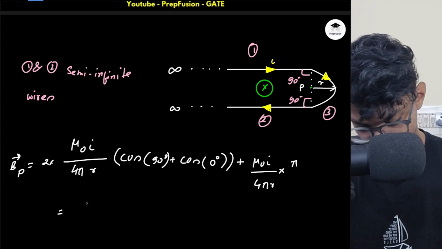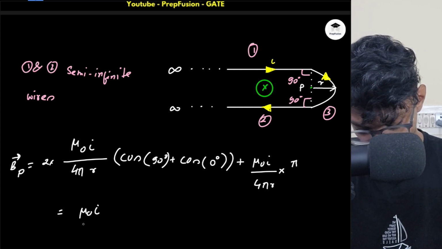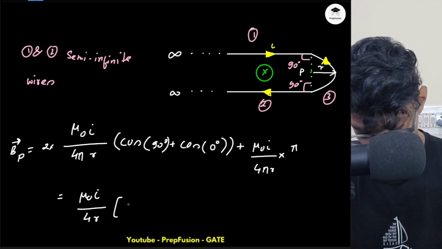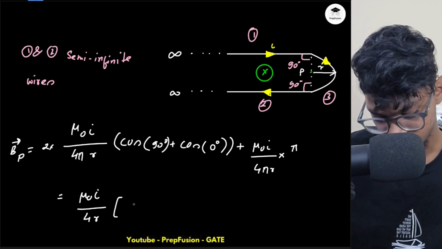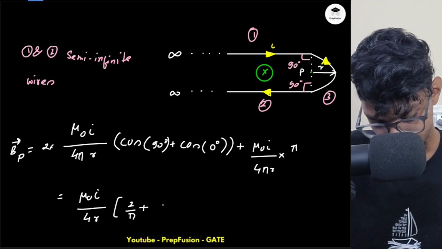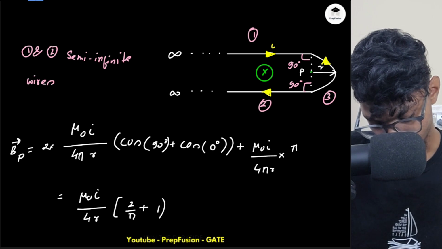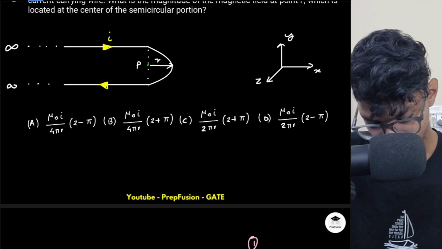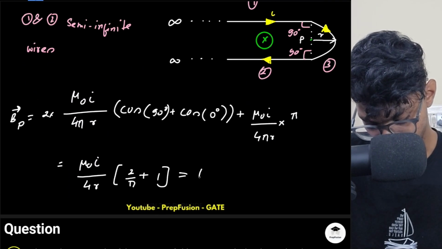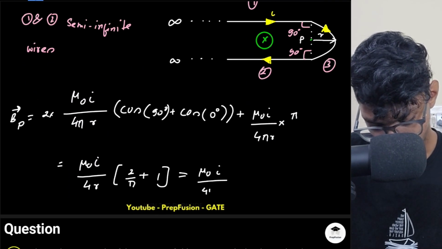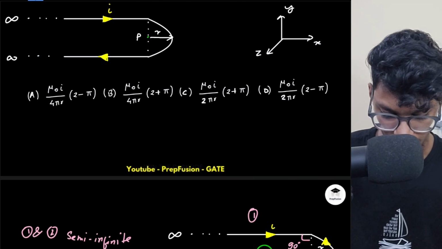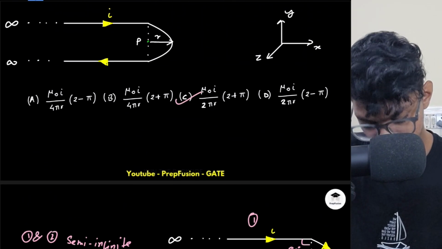So overall, if I take mu naught I by 4r common, this will be 2 by pi plus 1. Is there any option like that? They have taken pi common in the bottom. So if I take pi common in the bottom, mu naught I by 4 pi r, this will be 2 plus pi. So your option C will be correct. So this question is good.